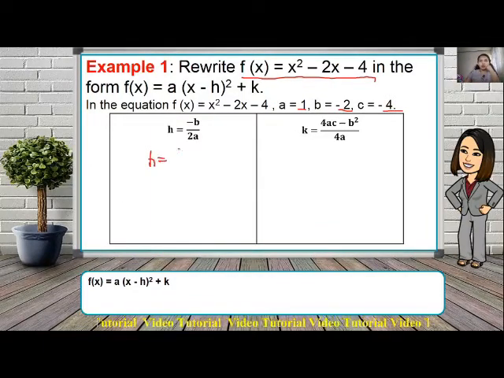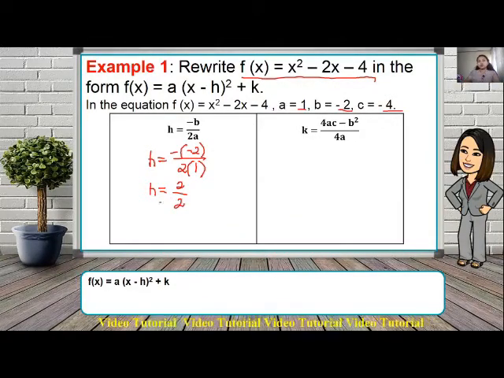So h equals, so negative is already in its formula, and then write the value of b in a parenthesis, so that is negative 2, all over 2 times the value of a, which is 1. Simplify. Negative 2 times negative symbol, so it is understood as negative 1 times negative 2, that will become positive 2. And then for the denominator, 2 times 1, that's 2. And 2 divided by 2, that is 1. So we have here the value of h, which is 1.